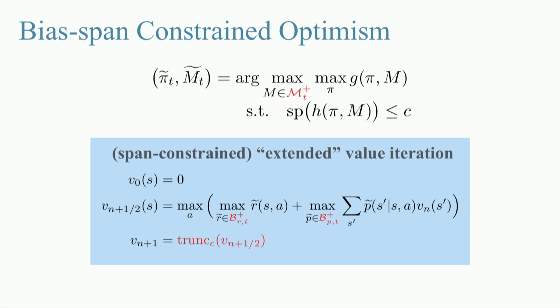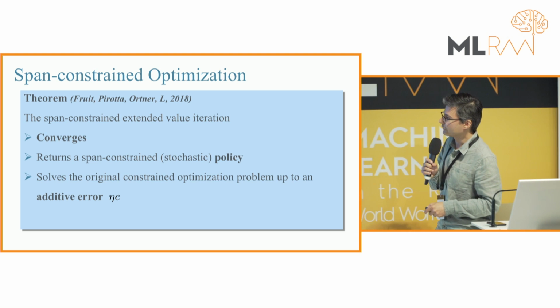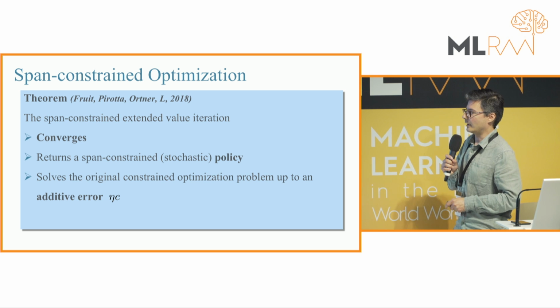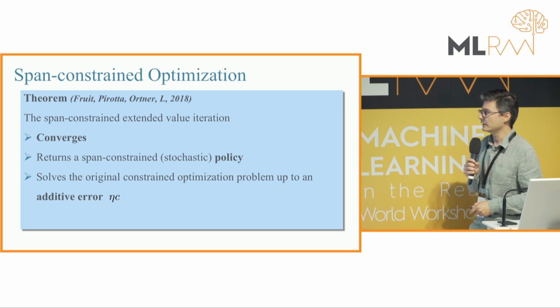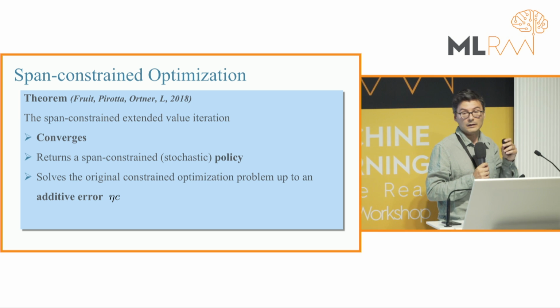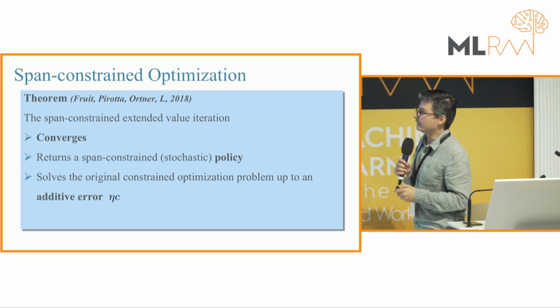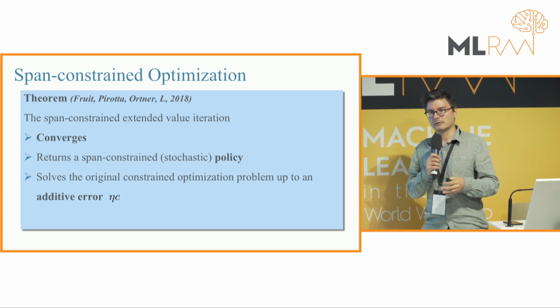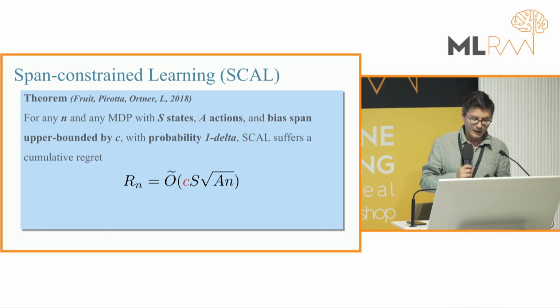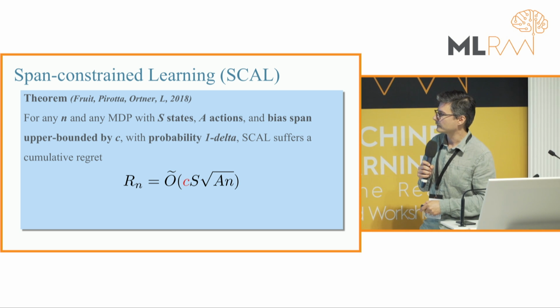So it turns out that you can prove that this algorithm converges, and it returns a policy which satisfies the constraint. And in some sense, up to that little bias that we introduce, it is still optimal. So it's really solving the original optimization problem that we wanted to solve. This is very good news, because it means that we can integrate it into our exploration-exploitation algorithm, into the learning part. This algorithm I will call span-constrained learning, and I will denote it by SCAL.